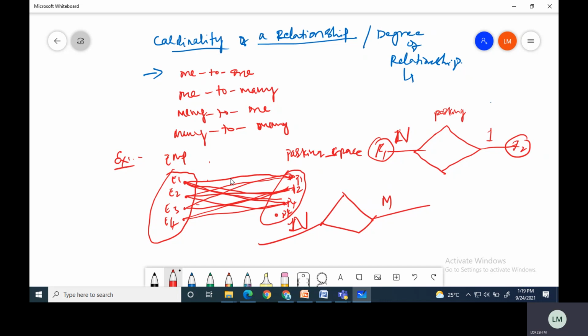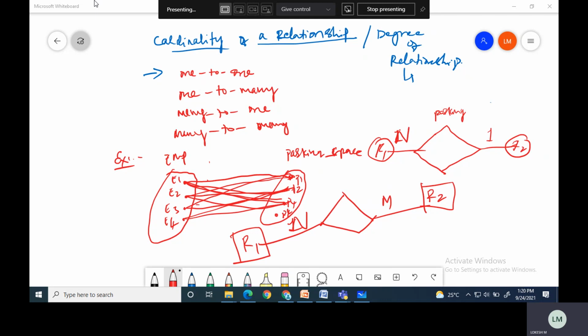So this is used in our ER diagrams to mention our relationships in a database. Relation 1, relation 2. When we go with the ER diagram to write, these concepts we're going to discuss.